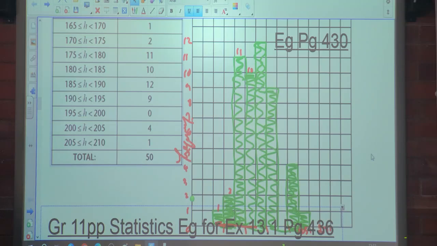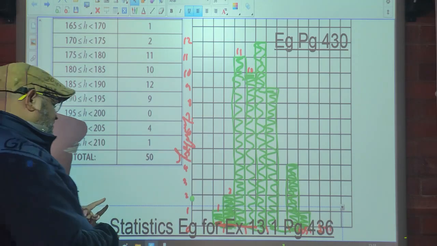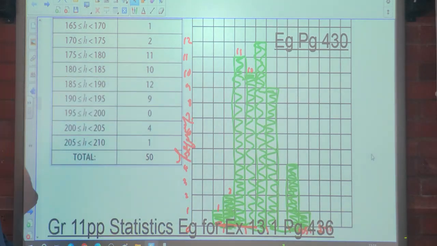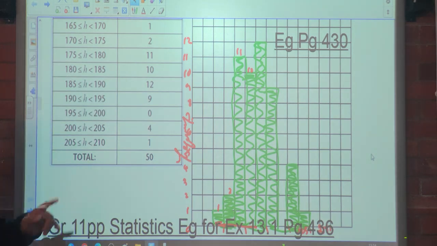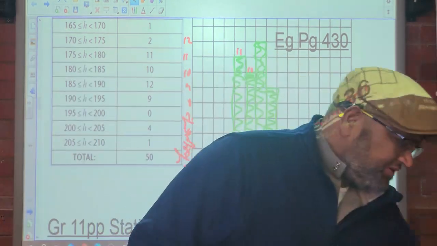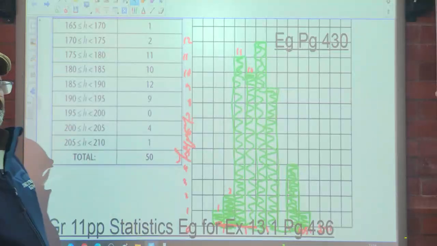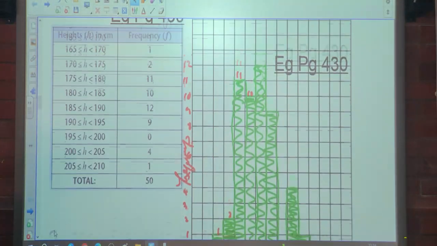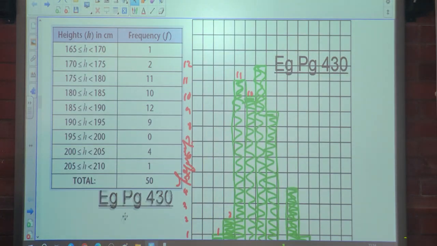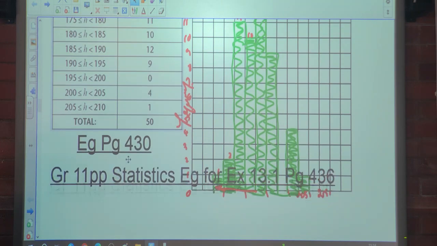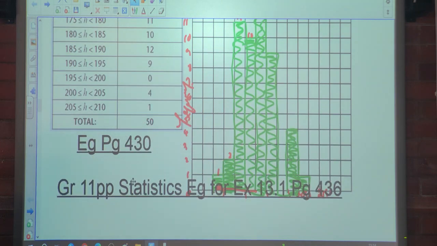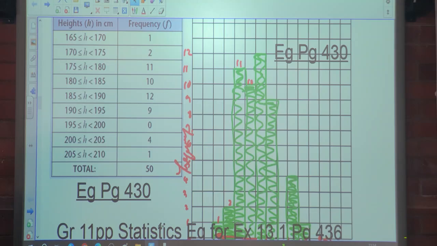Alright? So, if they ask us to draw a frequency polygon, what we do is we work out the midpoints of these classes, our class midpoint, like we do when we calculate the mean. So what we do is we work out the midpoint.